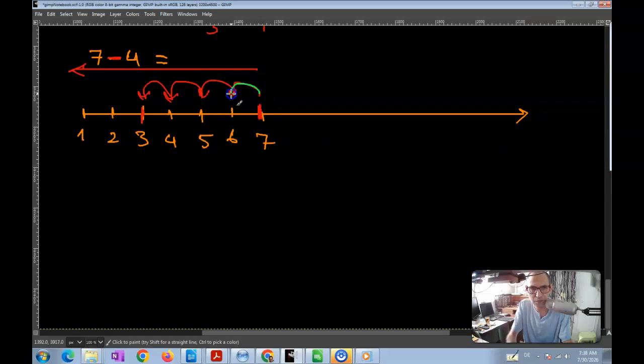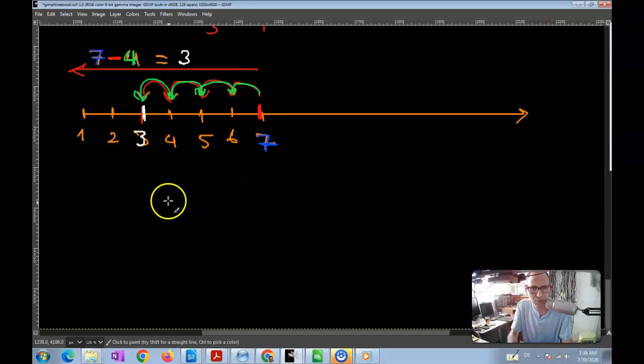These are my 4 steps. This is the number that I start with, right? These are my 4 steps, and then I will end up at this number, which is 3 over here, right? So that's how you use the number line, or the number strip, in order to do subtraction.